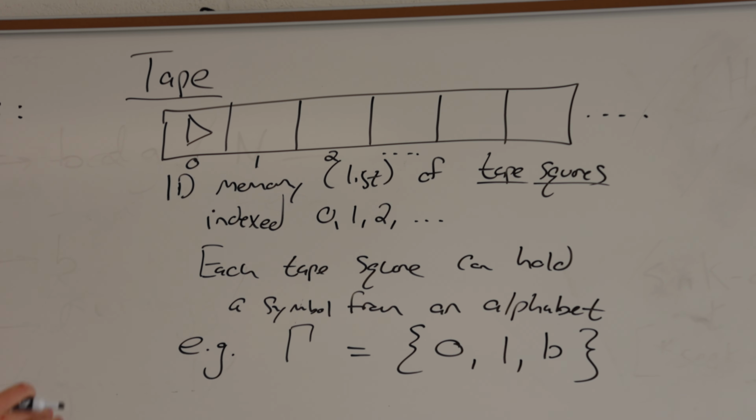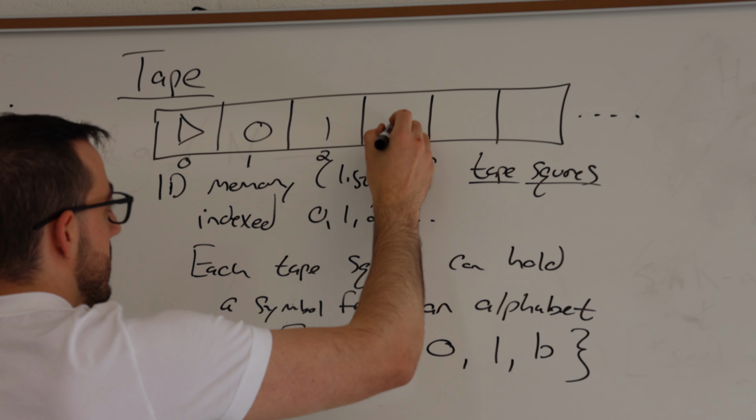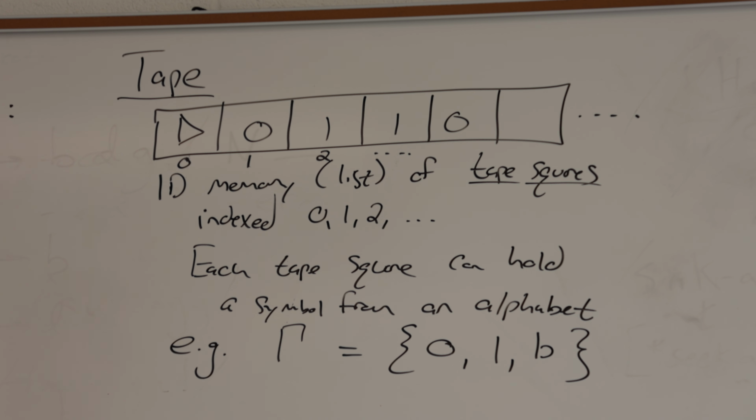So this would be a valid tape. We could also put binary numbers in some of these, 0, 1, 1, 0, and then this one could be blank. So each tape square holds a symbol from our alphabet, which is, for example, 0 or 1, the binary alphabet.